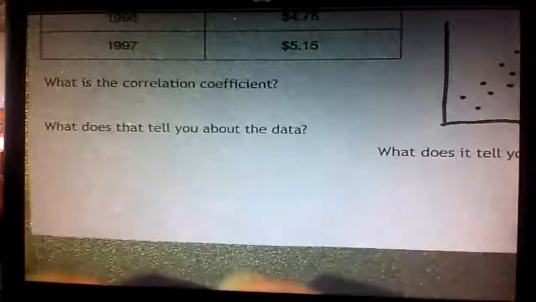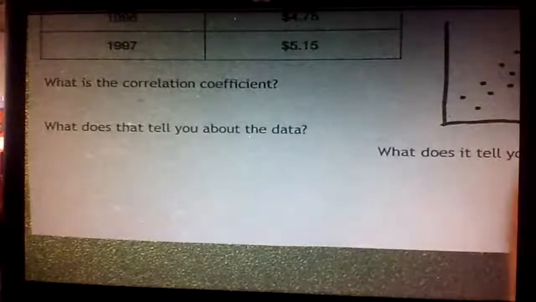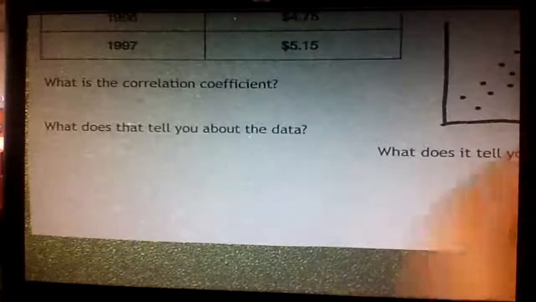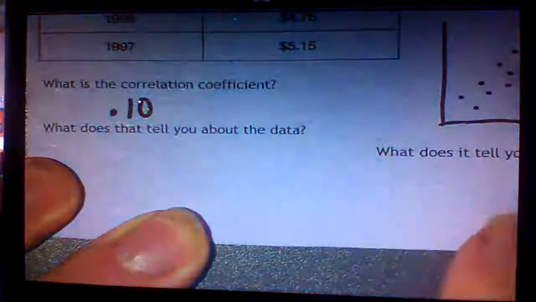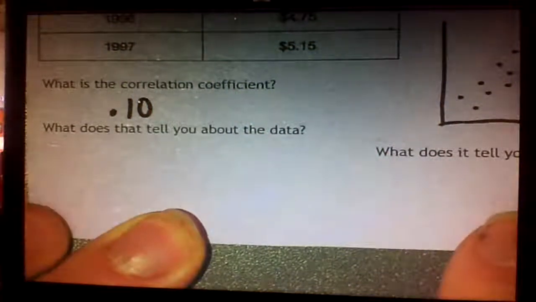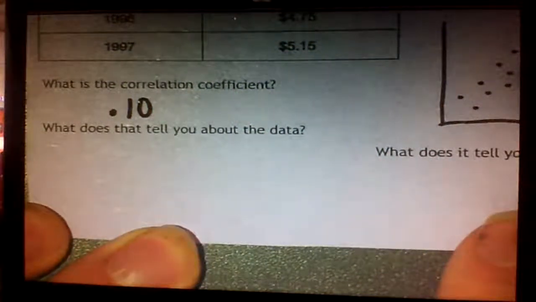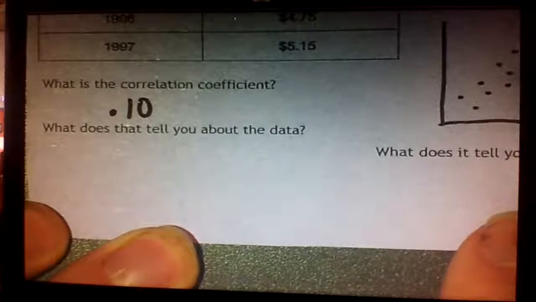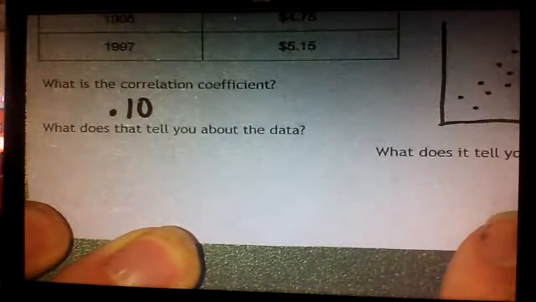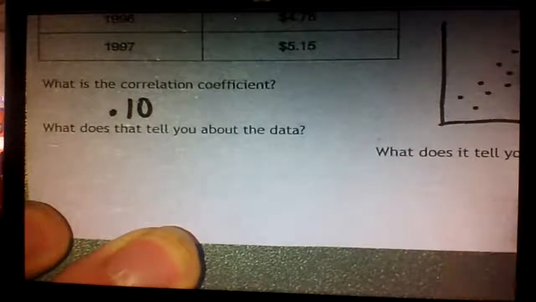Okay, what do you do? They want to know, what is your correlation coefficient? That's your slope. Okay, so it's 0.10. What does this tell you about the data? What does 0.10 tell me? 10 cents every year, which means I'm increasing.